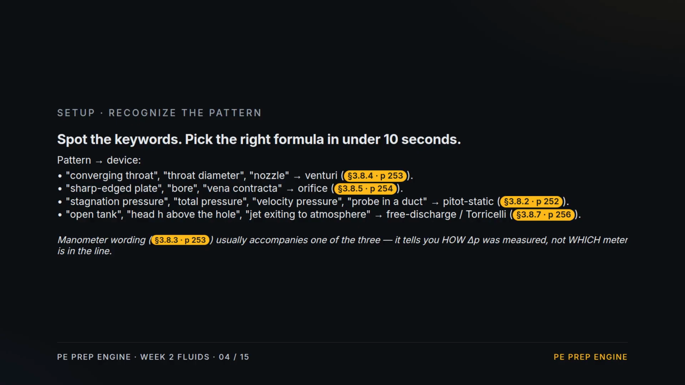Recognition first. Converging throat or throat diameter, Venturi. Sharp-edged plate, bore or vena contracta, orifice. Stagnation, total or velocity pressure, pitot static. Open tank with head H above a hole, Torricelli, the free discharge orifice. Manometer language tells you how the pressure difference was read, not which meter is in the line.